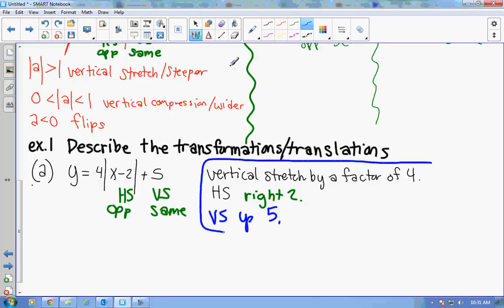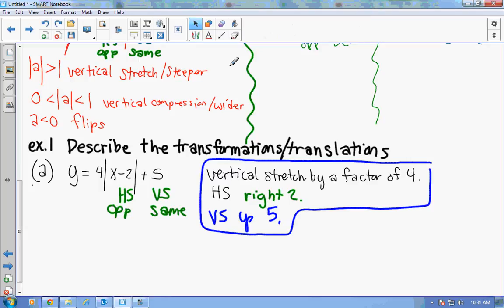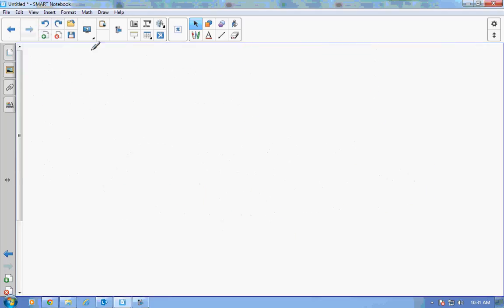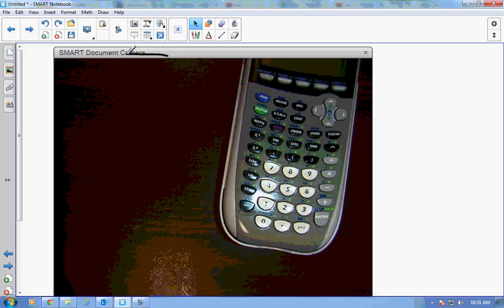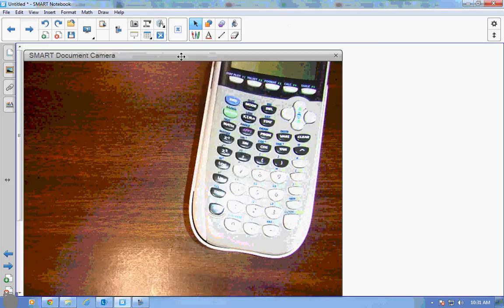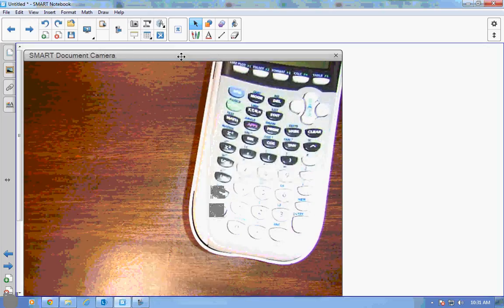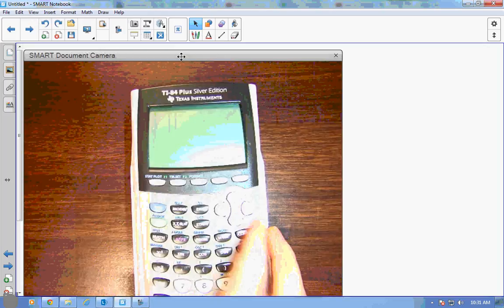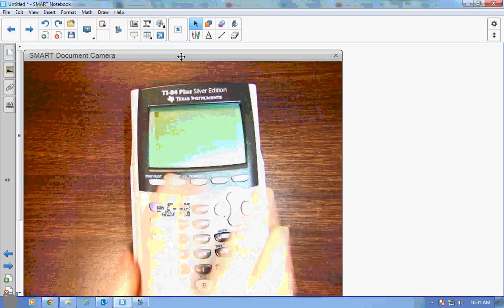Now, does everyone have a calculator? Let's actually see if the graph did in fact go right 2 and up 5, and learn how to graph these. So turn your calculators on, please. If you don't have one, go get one. That's what we're going to learn. Okay, turn it on. Go to y equals.